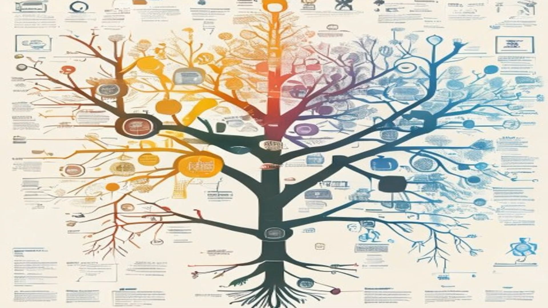Third, reinforcement learning. This is where an agent learns by interacting with an environment and receiving rewards or penalties. It's like training a dog with treats. The agent tries different actions and learns which ones lead to the best outcomes. This is how AI systems like AlphaGo learn to play Go at a superhuman level.